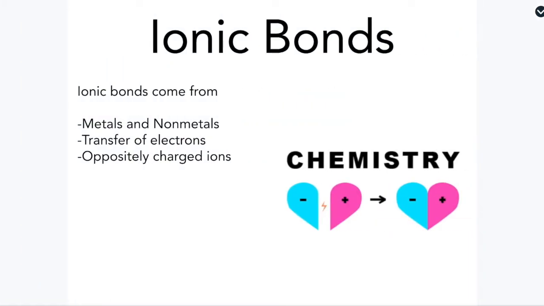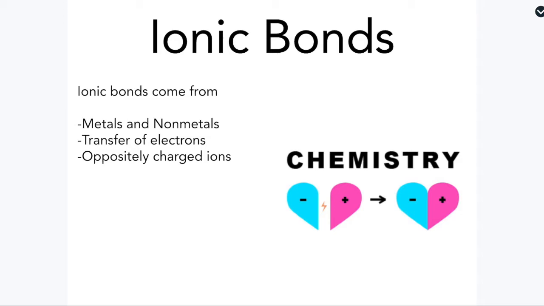When that transfer happens, you end up with a positively charged and a negatively charged ion. And when you have opposites like that, opposites attract. So the positively charged particle is attracted to the negatively charged particle, and they are stuck together, or you can think of it as they form an ionic bond.